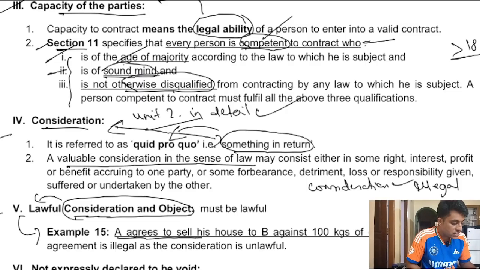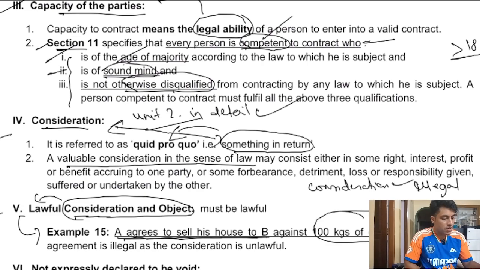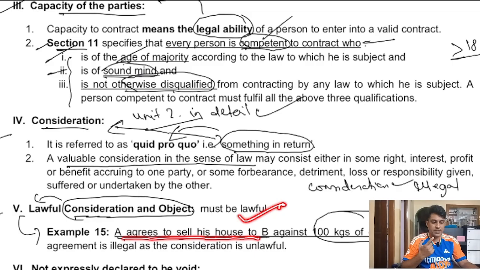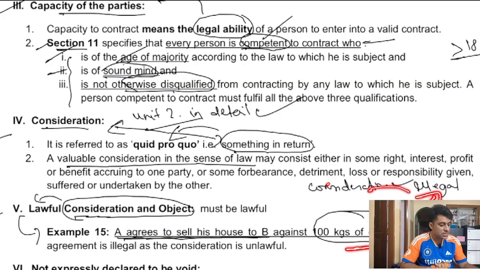A agrees to sell his house to B against 100 kgs of cocaine or drugs. Now, A agrees to sell his house to B, so this is a valid contract, because the purpose of the contract is valid. But this 100 kgs of cocaine, the consideration part, is something illegal. So if your consideration is illegal, your contract will be automatically invalid. So that is about lawful consideration and object.